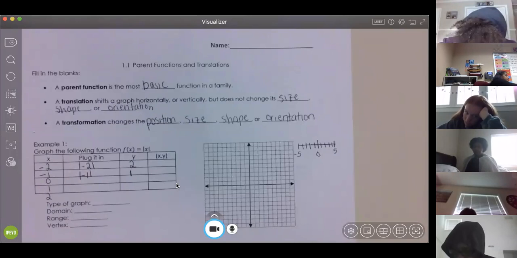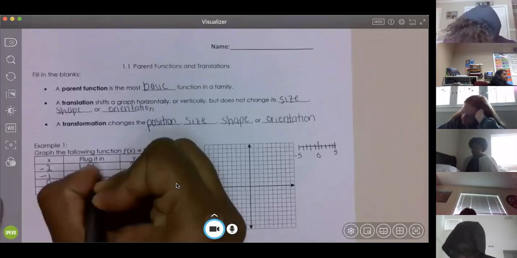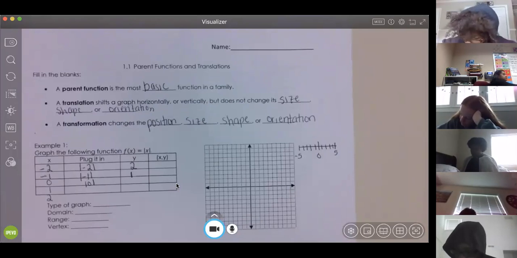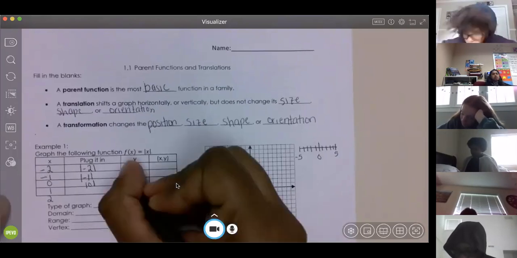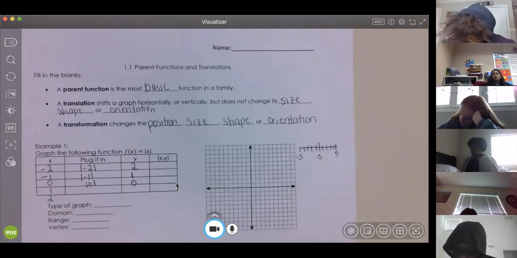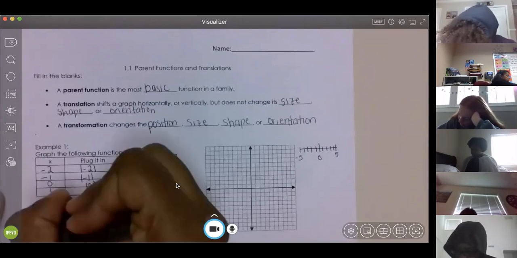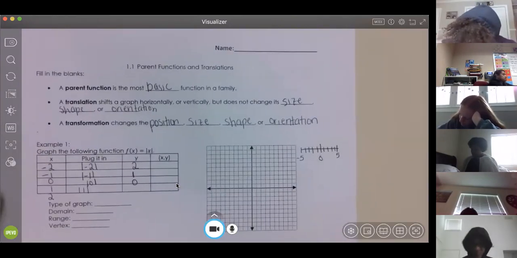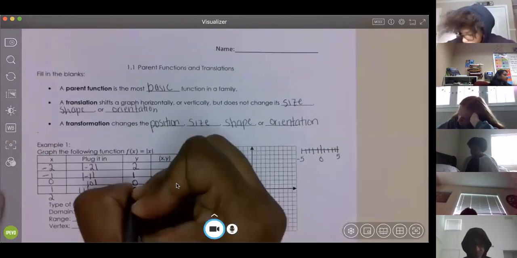Then you're going to plug in 0. So you're going to ask yourself how many spaces away from 0 is 0, which kind of sounds weird, but it's 0 spaces away. Then you're going to plug in 1. So how many spaces away from 0 is +1? It's 1 space away.